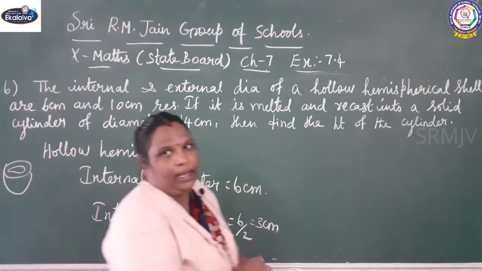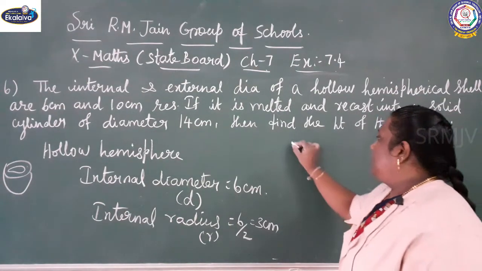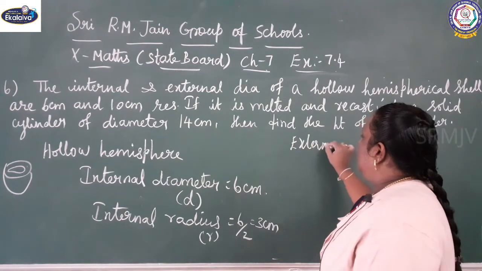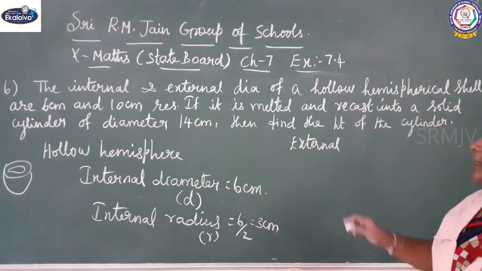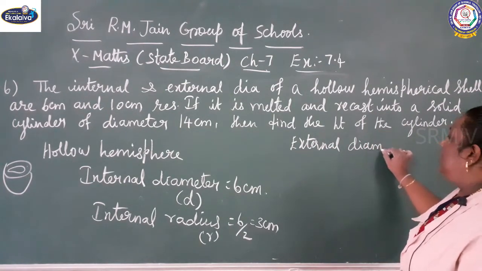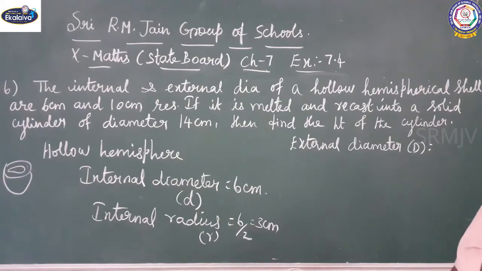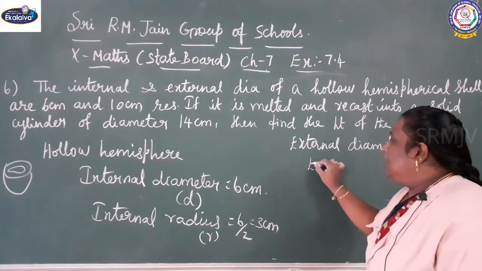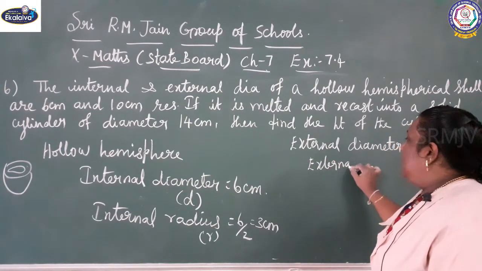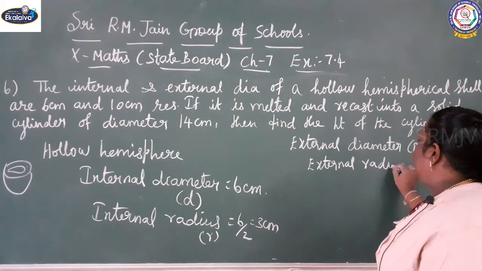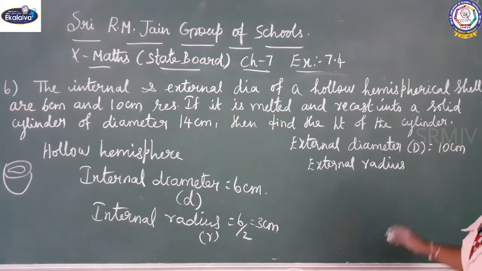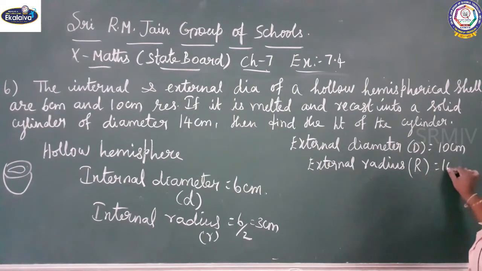Then external diameter. Given as external diameter, capital D equal to 10 centimeter. External radius capital R equal to 10 by 2, 5 centimeter.